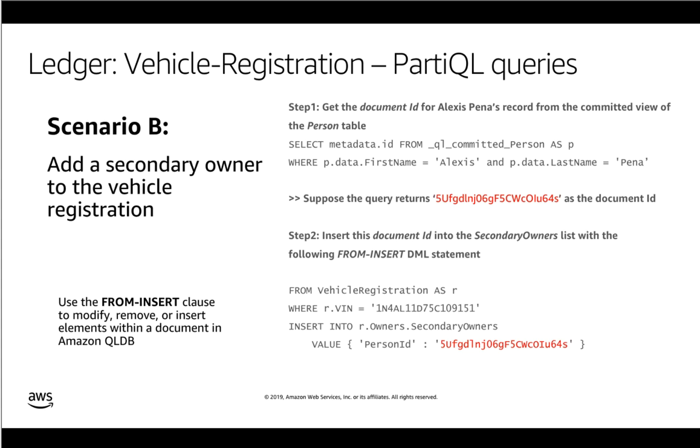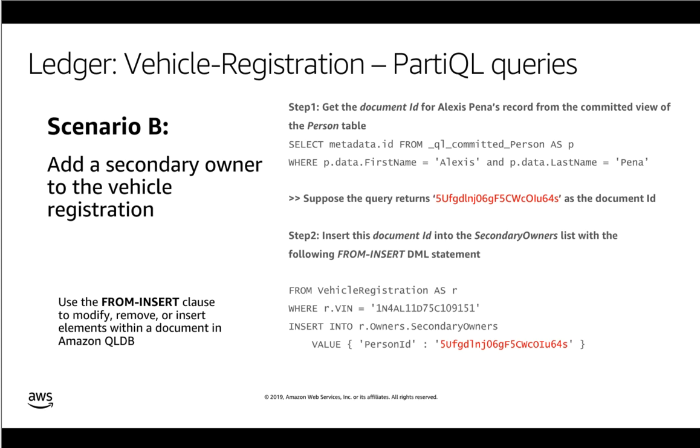Again, p is an alias for the committed view of person, and p.data denotes the struct contained in that committed view that corresponds to the business data that you are storing for your documents, and metadata is what you are obtaining from the metadata portion of that particular view.